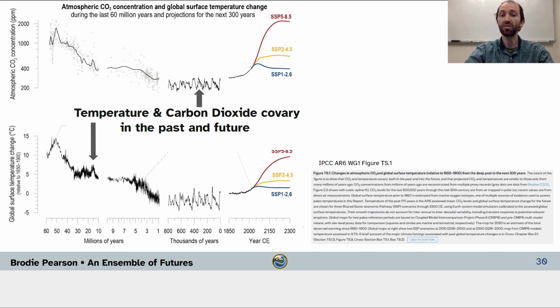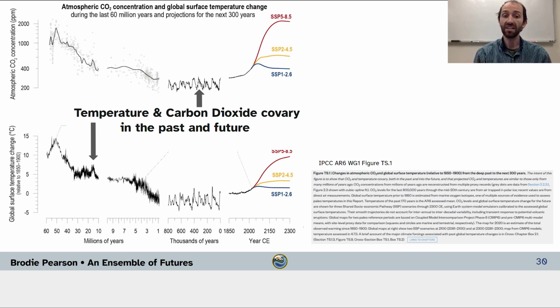And this is a plot that you saw earlier in the course, last week in your paleoclimate day. And this plot shows carbon dioxide time series on the top and global surface temperature change on the bottom. And these plots include paleoproxy data, modern historical observations, and climate model projections for several scenarios.